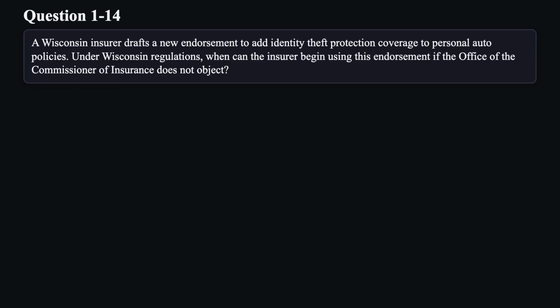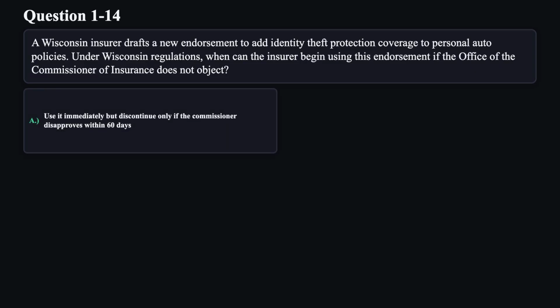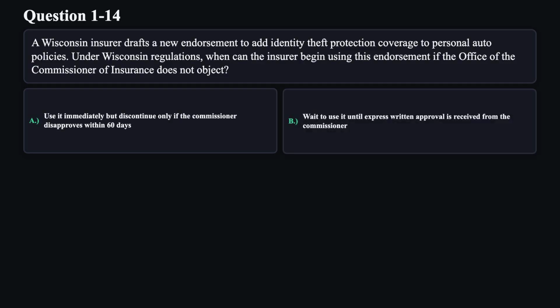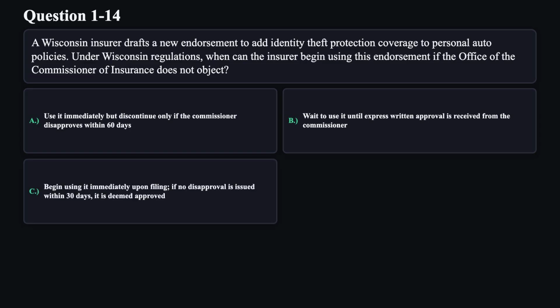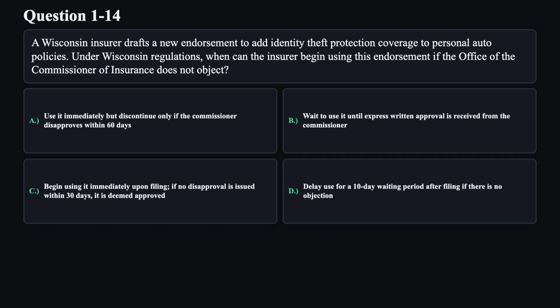Question 14. A Wisconsin insurer drafts a new endorsement to add identity theft protection coverage to personal auto policies. Under Wisconsin regulations, when can the insurer begin using this endorsement if the Office of the Commissioner of Insurance does not object? A. Use it immediately but discontinue only if the commissioner disapproves within 60 days. B. Wait to use it until express written approval is received from the commissioner. C. Begin using it immediately upon filing. If no disapproval is issued within 30 days, it is deemed approved. D. Delay use for a 10-day waiting period after filing if there is no objection.